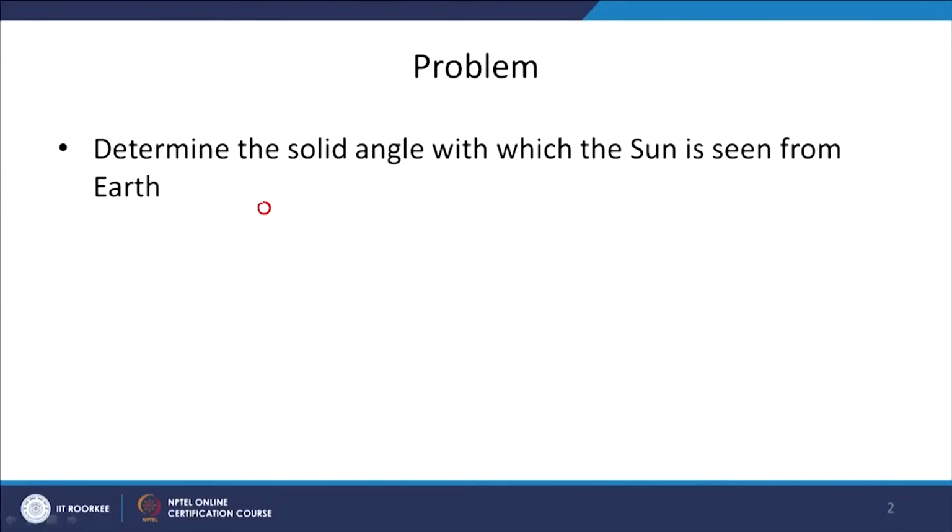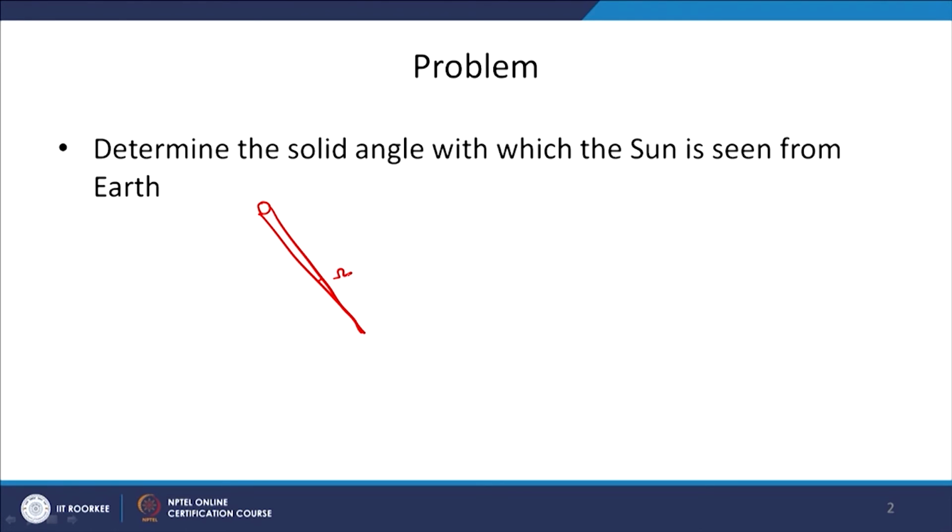So, the sun is a distant object. The radiation coming from the sun is more or less coming from the same direction. We want to see how much solid angle the sun subtends at earth. Let us say this is the sun, and we have the radiation which is coming to earth. We want to find out the solid angle with which this sun is seen from earth.